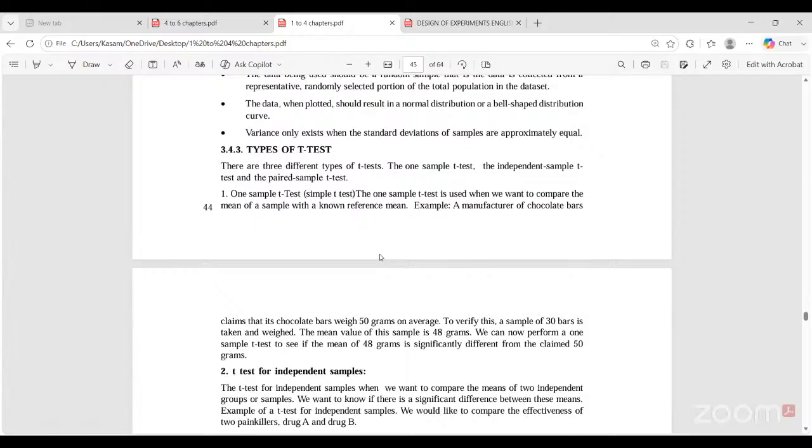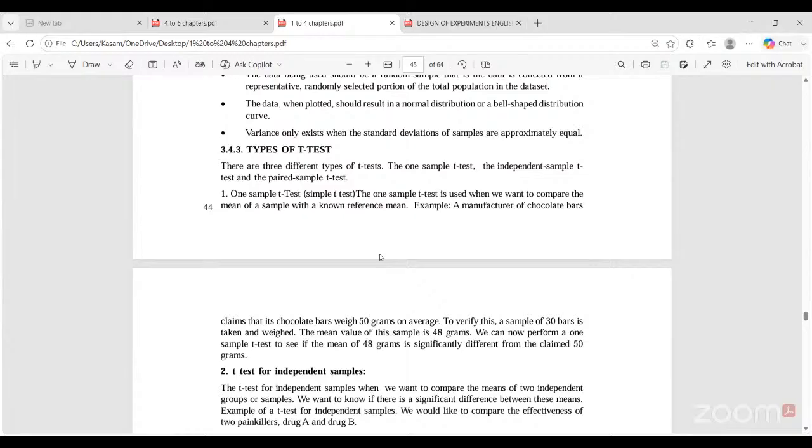Types of t-test. There are three different types of t-test: the one sample t-test, the independent sample t-test, and the paired sample t-test. The one sample t-test, the simple t-test, is used when we want to compare the mean of a sample to a known reference mean.